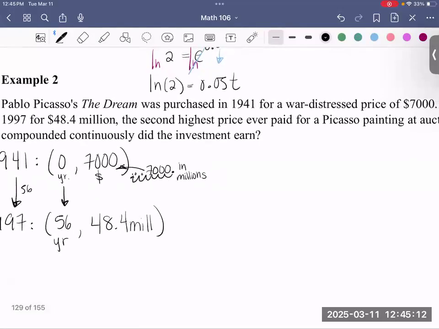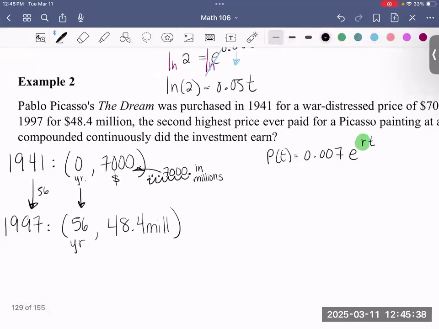So now we can go ahead and start to build an equation. P of T is equal to your initial value, and we're just going to put it into millions. So we have that, e to the RT. We don't know your R yet. That is something that we need to figure out. So that is R here.